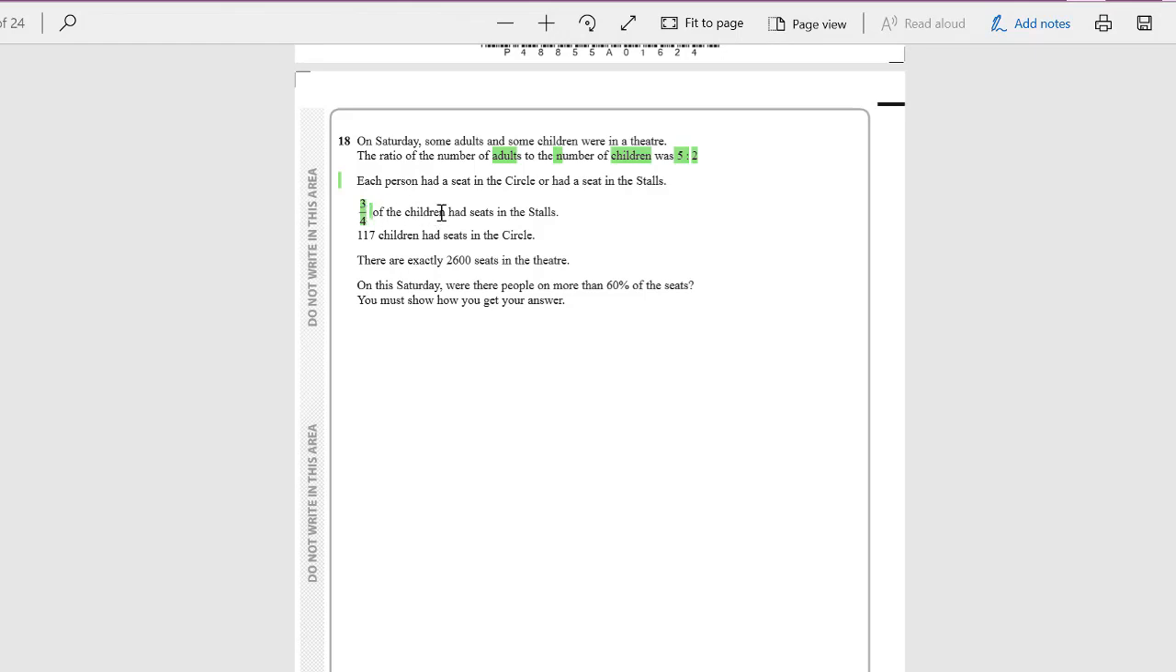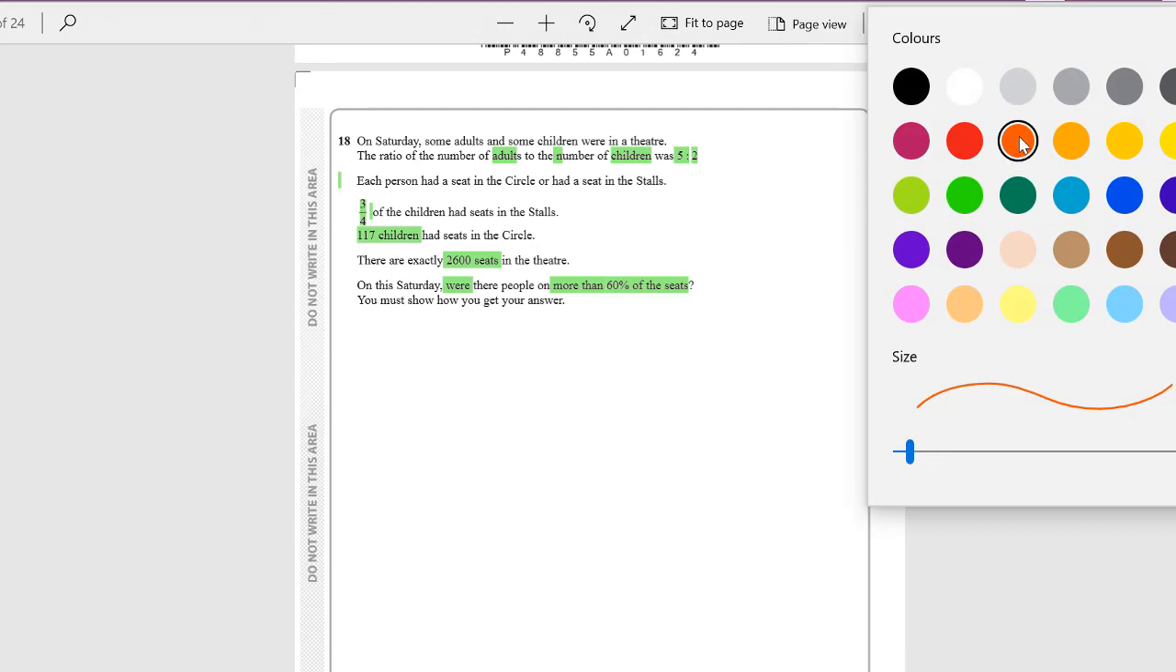3/4 of the children had a seat in the stalls, and then 117 children had a seat in the circle, and there's exactly 2,600 seats in the theatre. So on this Saturday, were there people on more than 60% of the seats? I guess that's the exam question, if you like. Alright, so let's figure that out.